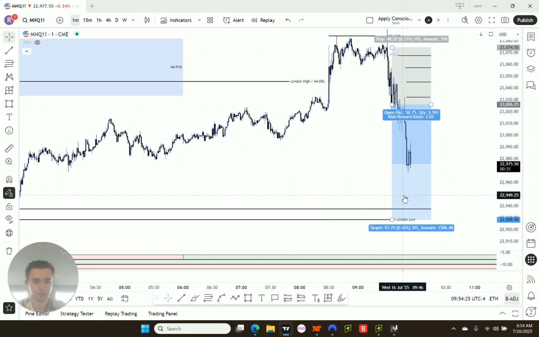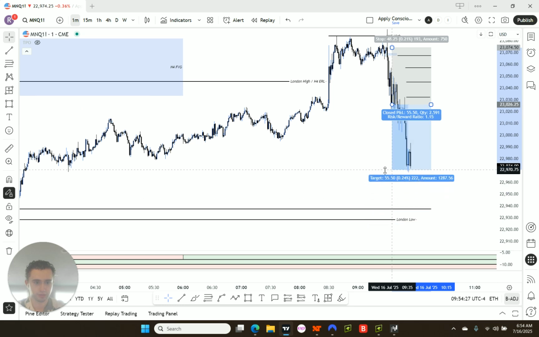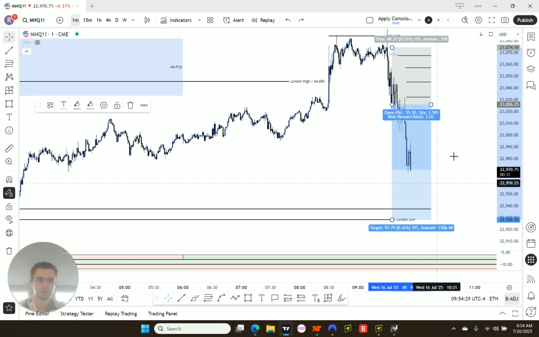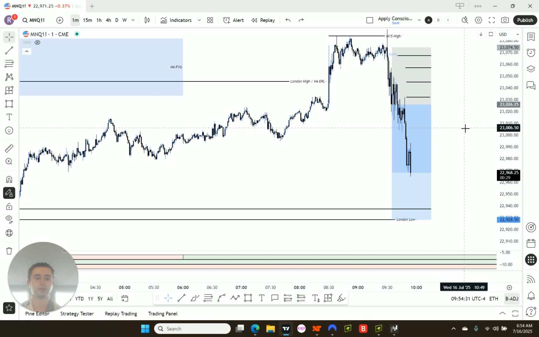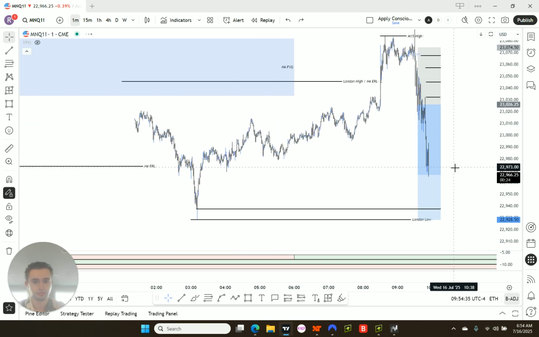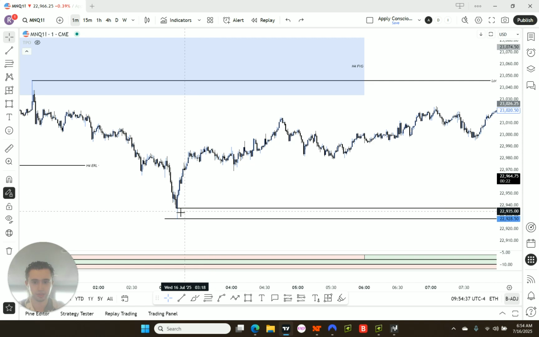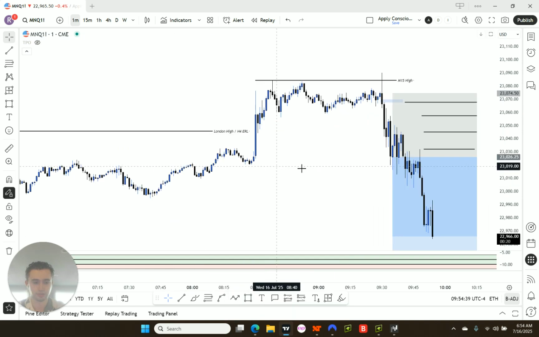Just want to see, I think it was like 1.2. 1.2, yeah. 1.2R. I see this is the 2R region. I just like this wick. A lot of times I just notice price will.